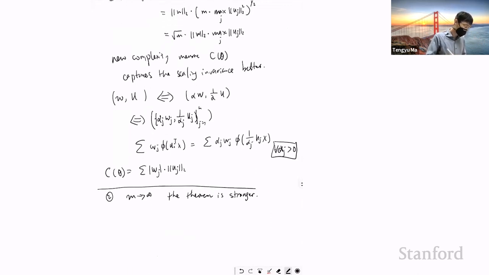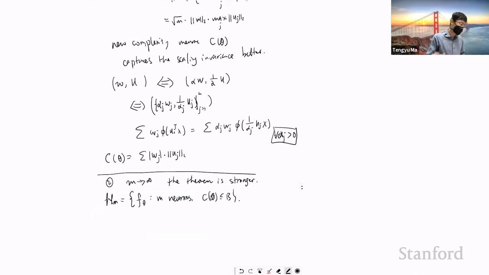Let me explain this. Suppose you look at the dependency on m. This whole theorem depends on m implicitly somewhere. I didn't specify that, but now let's make it more explicit. Let's say H_m is this hypothesis class, where you have m neurons, and also C(θ) is less than B. So for every m, our theorem applies, but I'm just making the dependency on m a little bit more explicit.